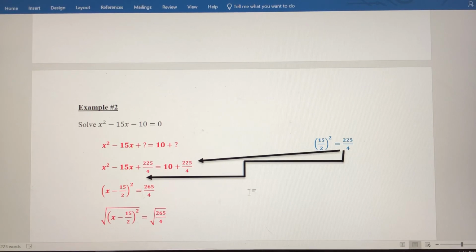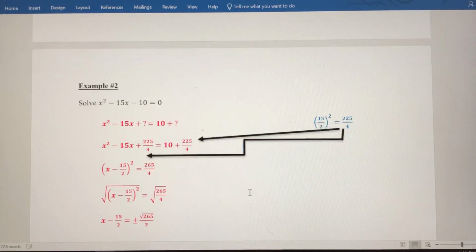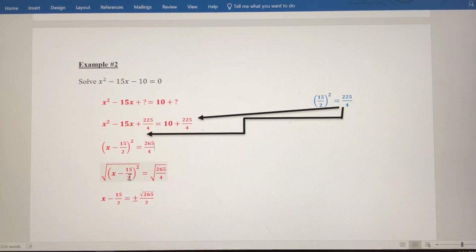Take the square root of both sides. When I take the square root of x minus 15 halves squared, I get x minus 15 halves. 265 under the radical can't be simplified. The only factors it has are 5 and 53. The square root of 4 simplifies to 2 in the denominator. That's great because we've got a common denominator already.